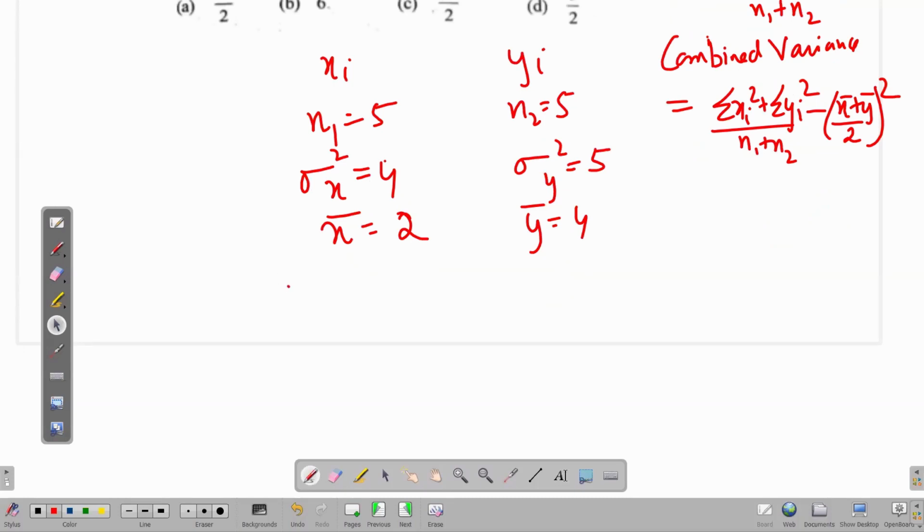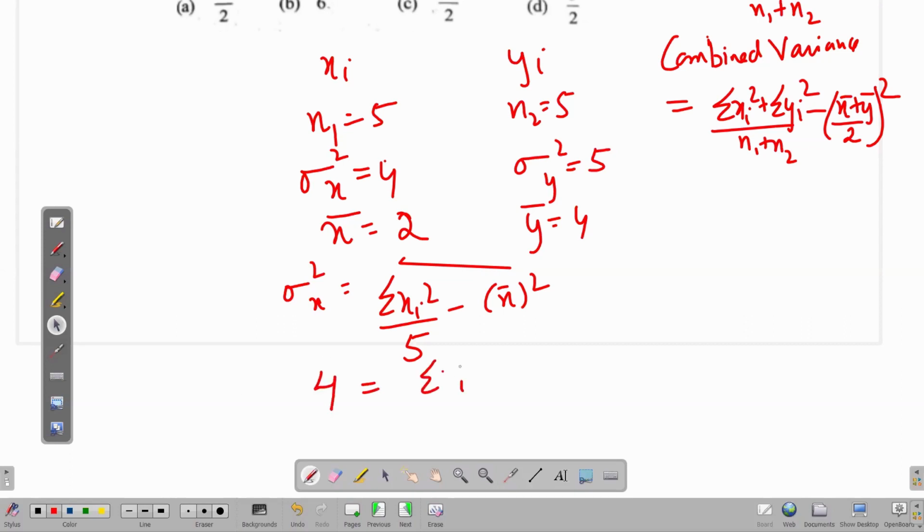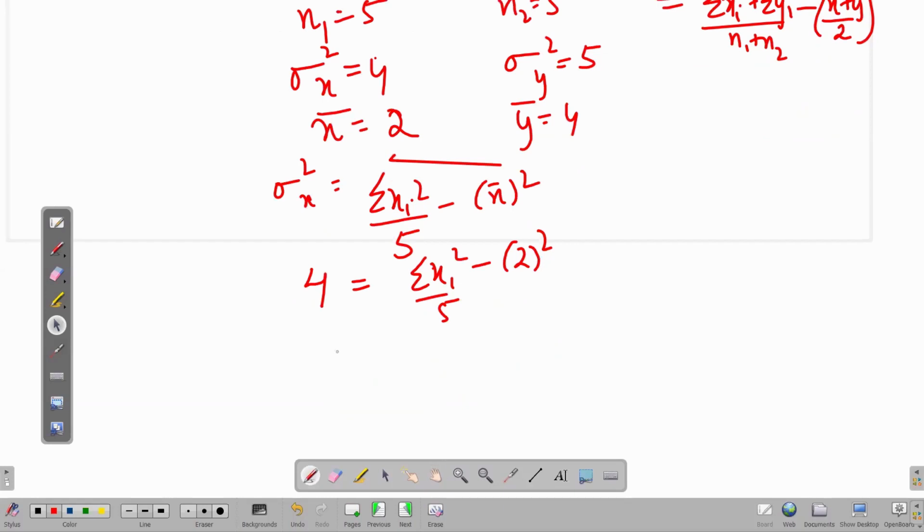Now, the formula of variance is sigma xi square upon the number of observations, 5, minus x bar whole square. So here the variance is given to us as 4, so 4 equals sigma xi square upon 5 minus the mean 2 square, and from here what I get is 4 plus 4, 8, equals sigma xi square upon 5. So the value of sigma xi square is 40.